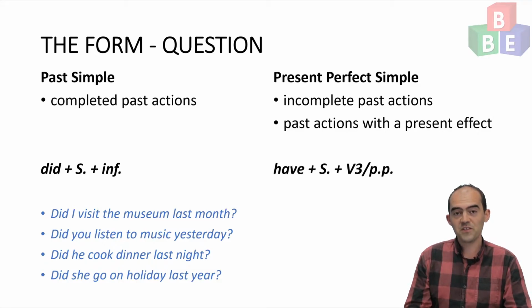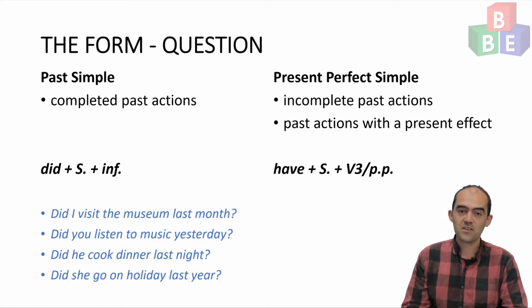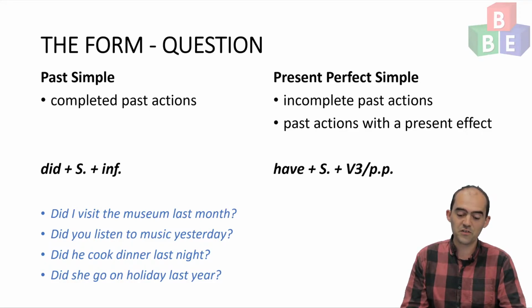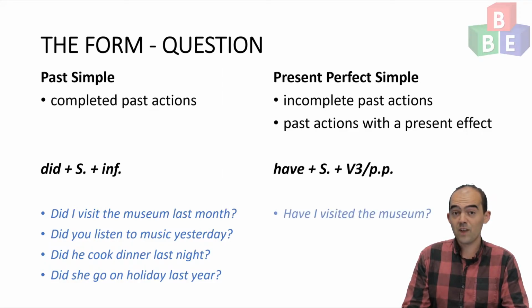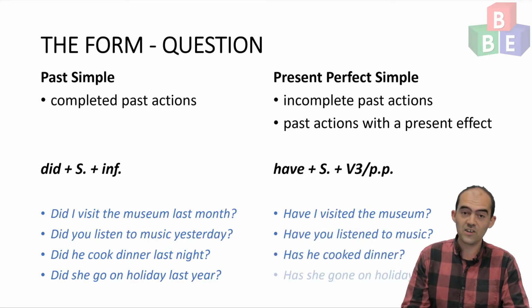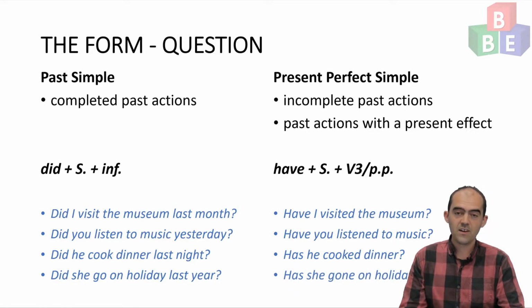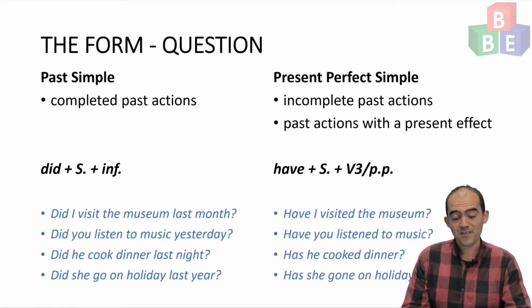Similarly, we switch the subject with have to make the present perfect simple question form. Have I visited the museum? Have you listened to music? Has he cooked dinner? Has she gone on holiday? There is no contraction for the question form.